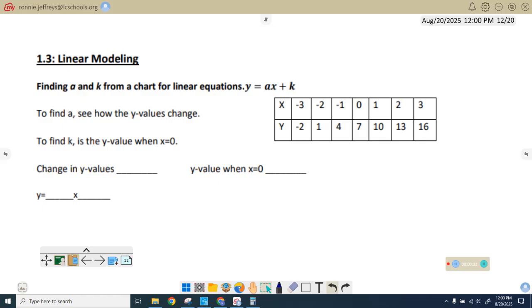Okay, why they try to make these fancy words for math, I have no idea. So linear modeling is nothing more than taking either a chart or a graph and writing an equation for it. Okay, when you hear modeling, it's not like, oh, we get to dress up. That's not what we're doing.